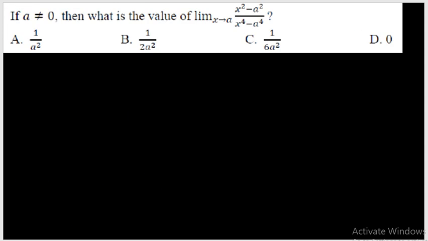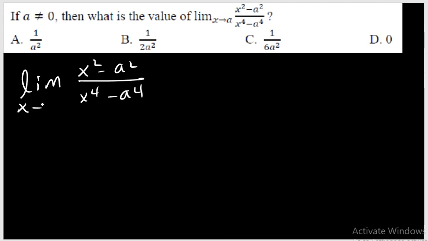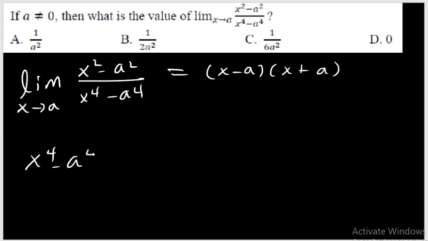Next question. The limit of x square minus a square, the whole over x to the power of 4 minus a to the power of 4, as x goes to a, for a different from 0. So again here, we need to factorize. The upper part's factorization is x minus a and x plus a. But the lower part, x to the power of 4 minus a to the power of 4, we can write as x square minus a square times x square plus a square.